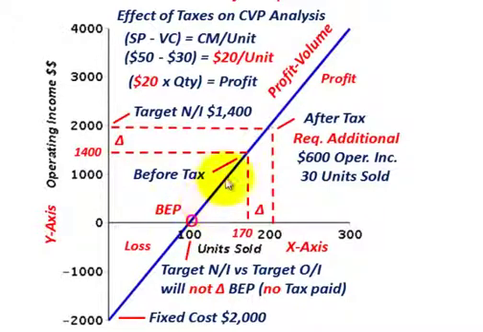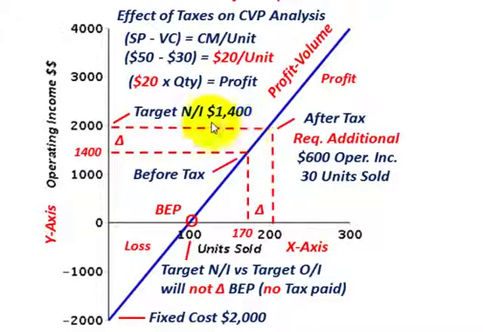Now we're moving up our profit line, and we're going to look at the case where we have $1,400 in targeted operating income, based on before taxes. In this case, we're not going to have included any taxes. For that $1,400 operating income, we're going to have 170 units sold. But now we're going to move up the line, and this is where we're going to look at this tax effect.